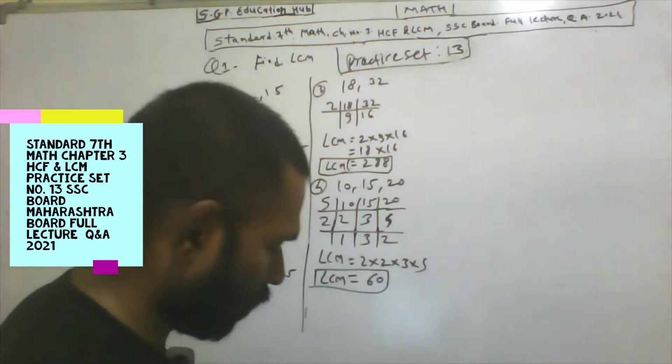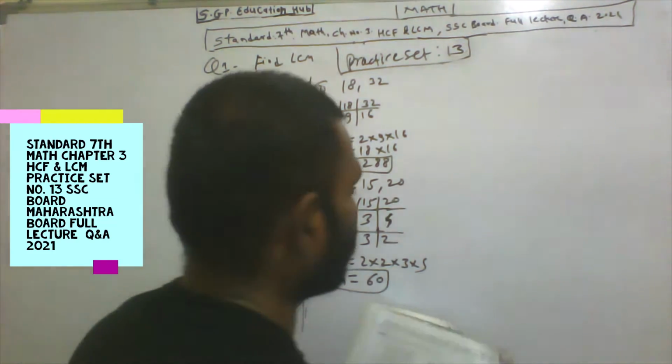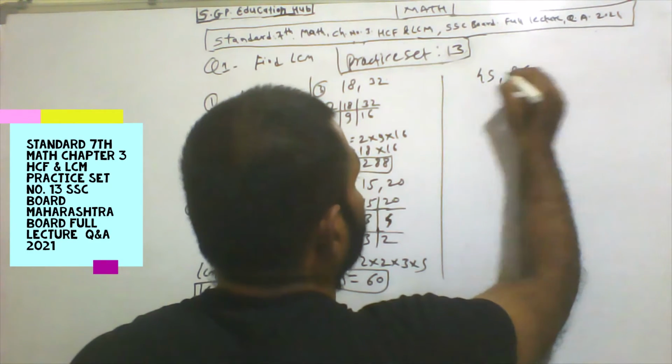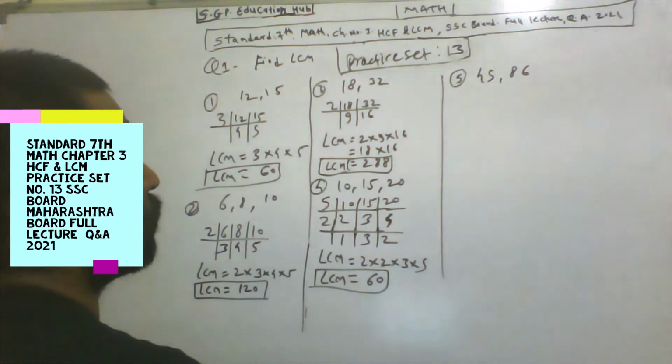Okay, now get the next question. Question number 5: 45 and 86.